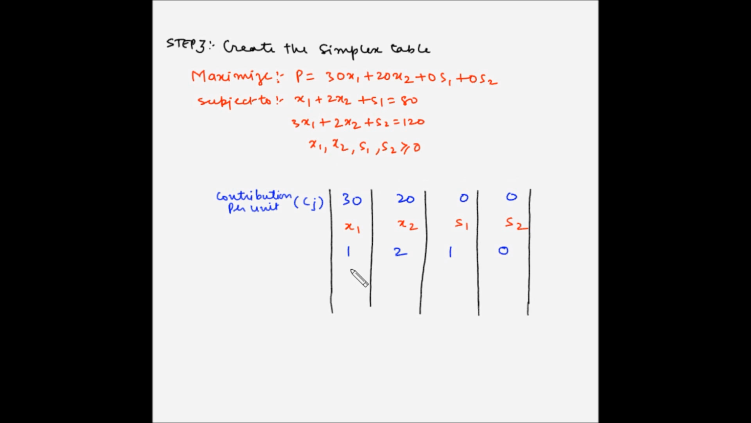Now for the second constraint, the coefficient of x1 is 3. Coefficient of x2 is 2. Coefficient of s1 is 0. S1 is not here, so we'll consider this 0. And the coefficient of s2 is 1. Now let's move to the next step, which is to establish a basic initial feasible solution.